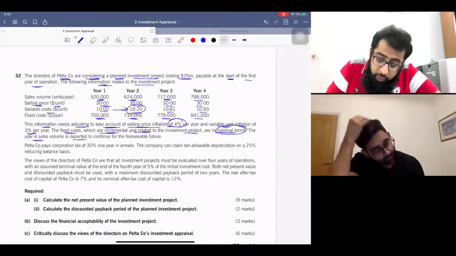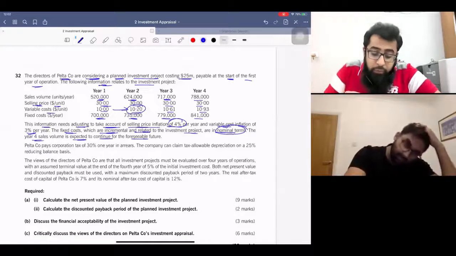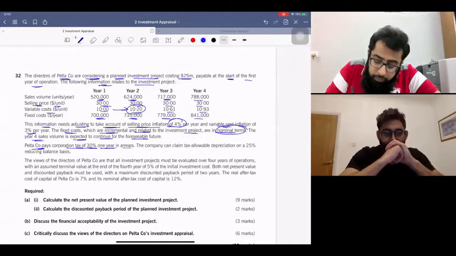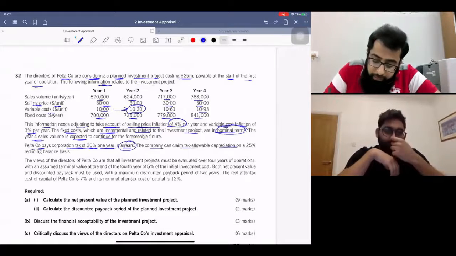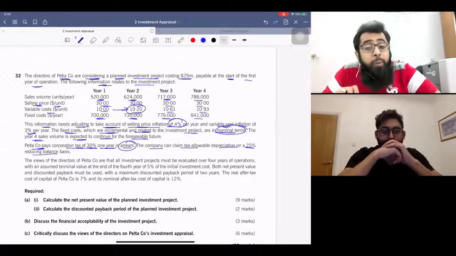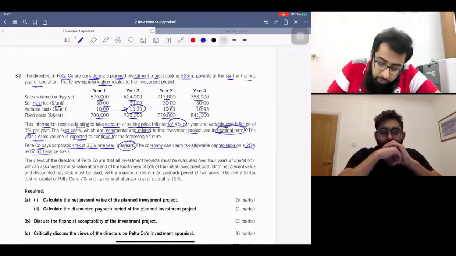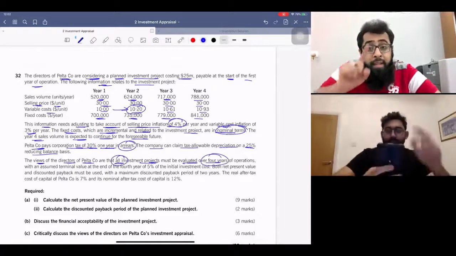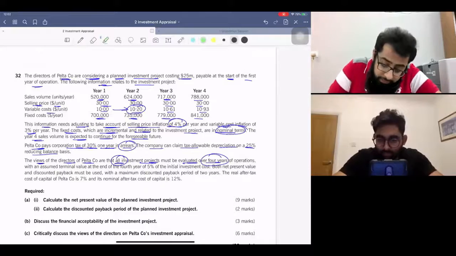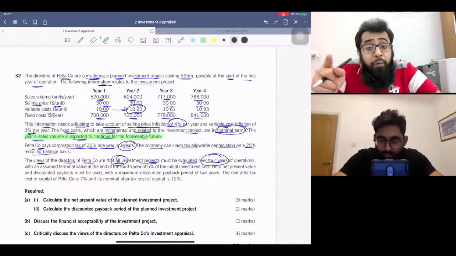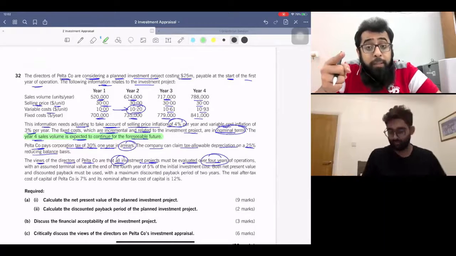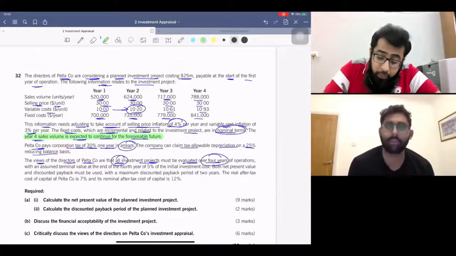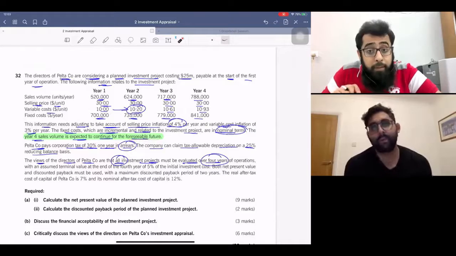The year 4 sales volume is expected to continue for the foreseeable future. Pelta company pays tax at 30%, 1 year in arrears. The company claimed tax allowable depreciation on 25% reducing balance basis. The views of the directors of Pelta company are that all investment projects must be evaluated over 4 years. Now, this is also very important. If you read this, the year 4 sales will continue for the foreseeable future, which means perpetuity.